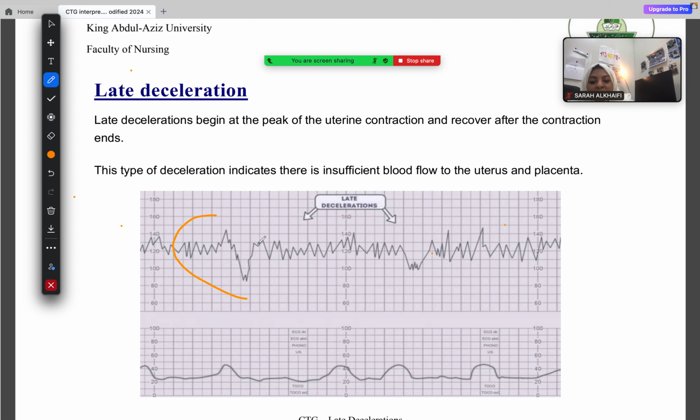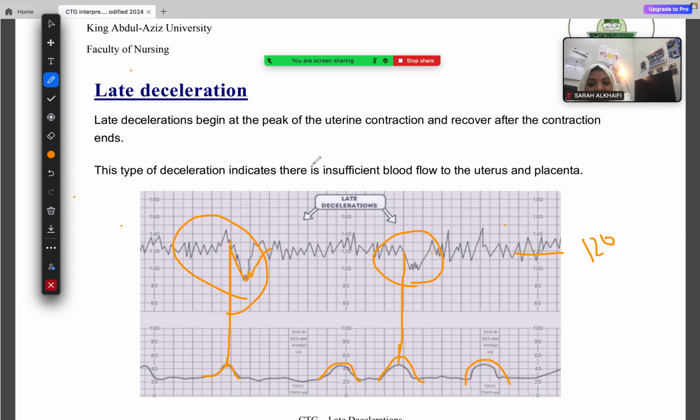It's obvious. One is here and one is here. And the baseline is again around 120. Okay, and this is a uterine contraction that happened. Another uterine contraction happened, this one too, and this is another contraction. But if you see the relationship between the deceleration, the decrease in the fetal heart rate, and the uterine contraction, you can see that after the peak of the uterine contraction, the decrease of the fetal heart rate happened. Again, this is the peak of the uterine contraction, then after the peak, the deceleration happened.